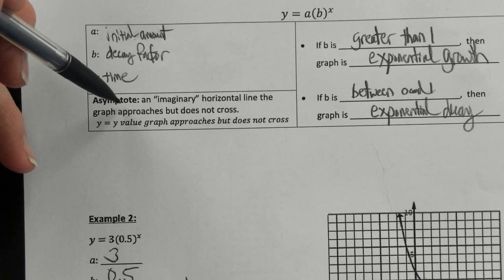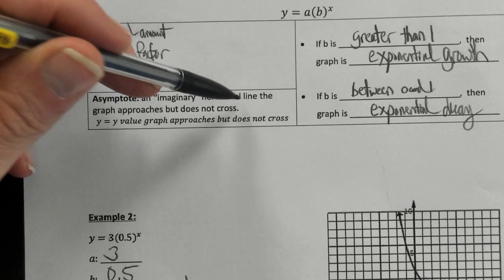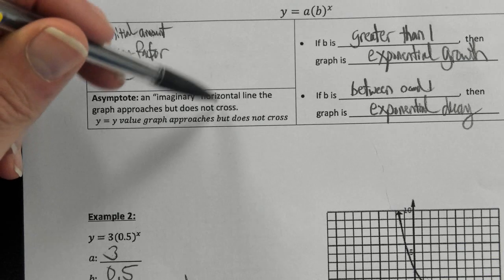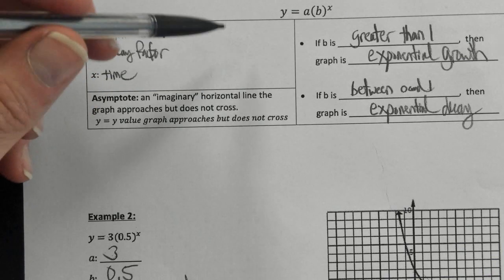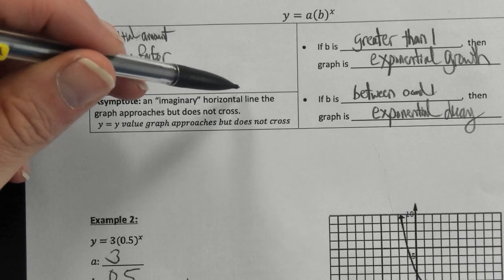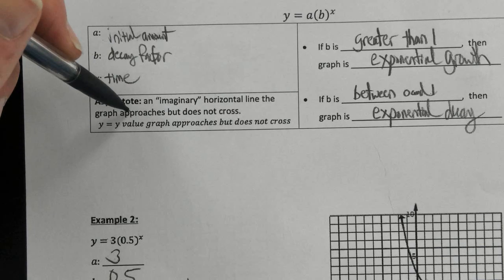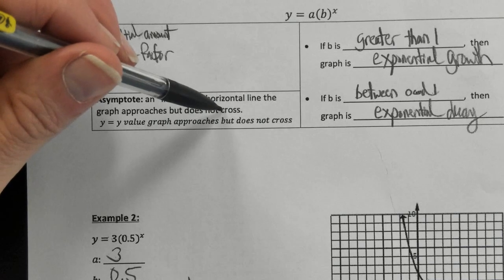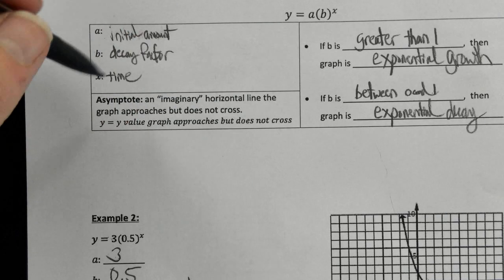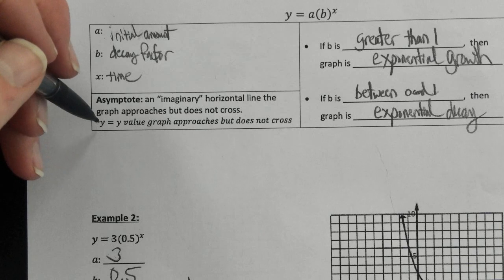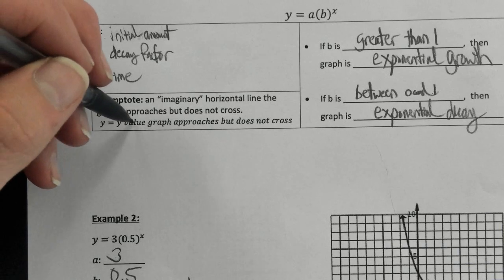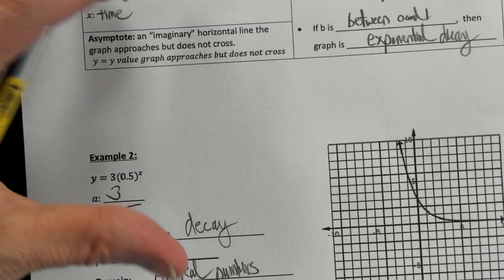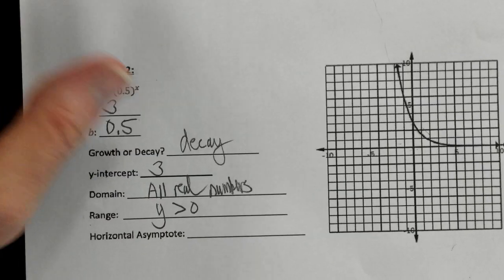So what's an asymptote? It's an imaginary horizontal line. For this section's purposes, it's horizontal. You can have vertical asymptotes, but for exponential functions, it's a horizontal line that the graph approaches but never crosses, and as a matter of fact, never actually touches. All right, it never touches that imaginary line. And then y equals the y value the graph approaches, but it doesn't cross. All right, so that's the form for a horizontal asymptote.